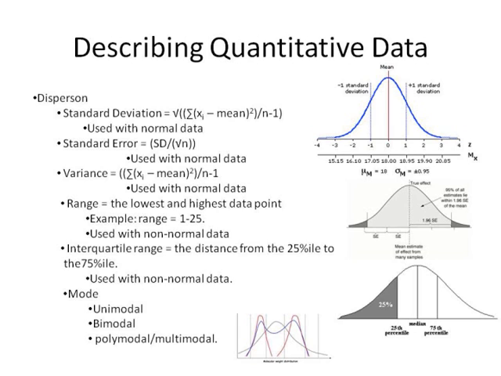Also, when we talk about modes, data can be unimodal, like in a bell curve, where there's only one peak. It can be bimodal, meaning it has 2 peaks. Or it can be trimodal or multimodal with lots of peaks. So depending on what you're dealing with, this is just some terminology you'll need to know.